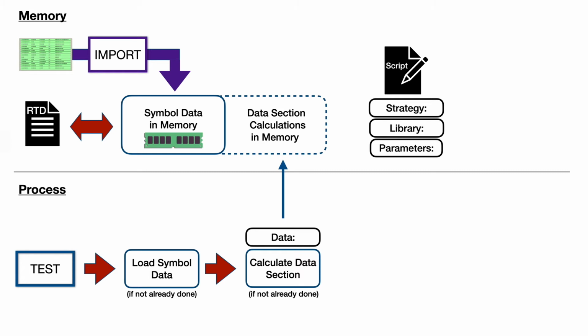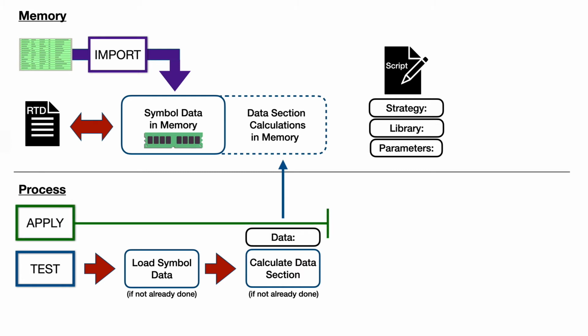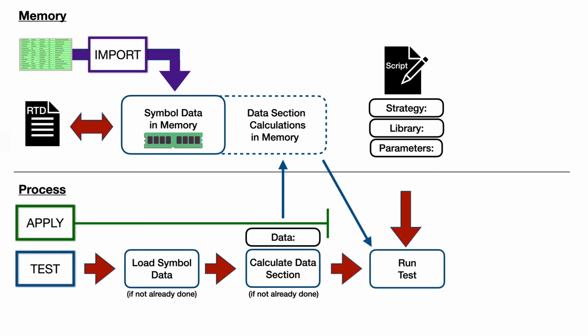In fact, sometimes when you press the test button, it won't do either of those because you'd already pressed the apply button, perhaps to check that your script was syntactically correct, in which case, when you click apply, it loads all the symbol data and calculates any data sections that haven't been calculated already and then stops. But let's imagine we've clicked the test button. Once it's done those two things, it has everything in memory, it then goes on and uses that data and runs the test. And from there, it outputs the results.